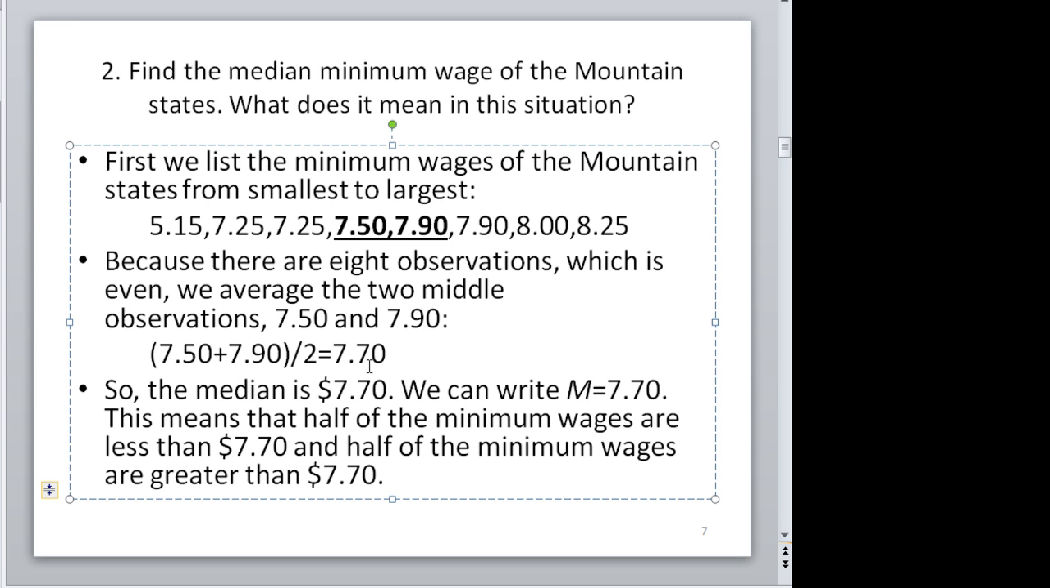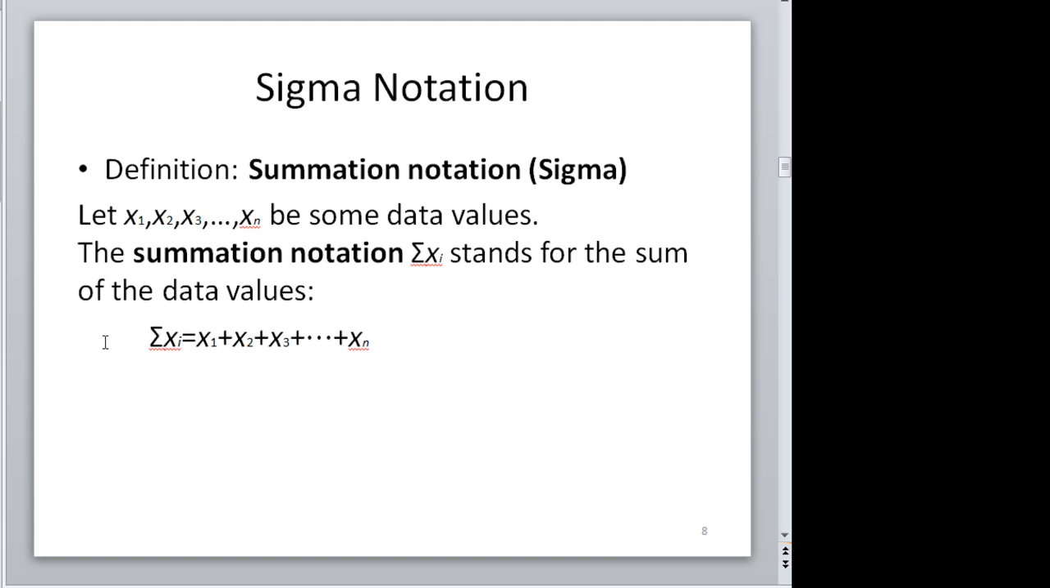Since $7.70 is the median minimum wage, about half of the mountain states have more than $7.70 minimum wage, and half of the mountain states have less than $7.70 minimum wage. So that's the median. All right.